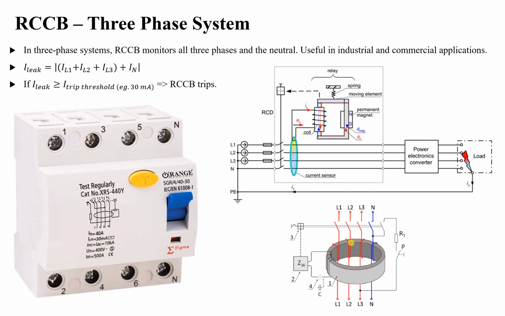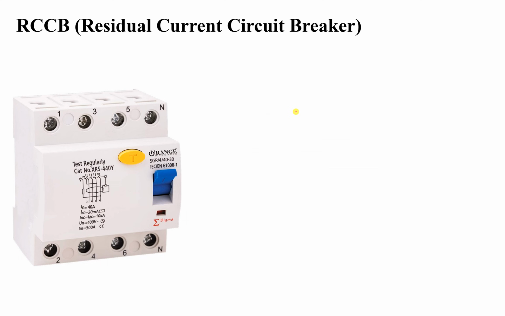You can see L1, L2, L3 and the neutral. All of them are surrounded by this current transformer, with the wires going around this coil like this. When the current goes like this, and you can see I neutral comes from the opposite direction, the magnetic field of the phases will be opposite to the magnetic field of the neutral. The net magnetic field will flow through this and affect this coil. If there is a net magnetic field, we will have induced EMF here, leading to generation of current and so on, the same process. This is for the three-phase configuration.